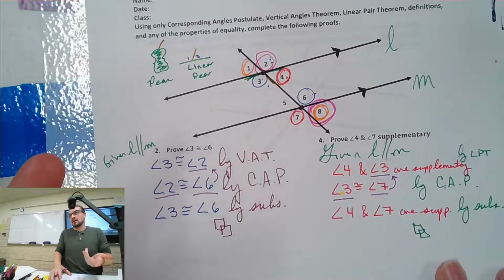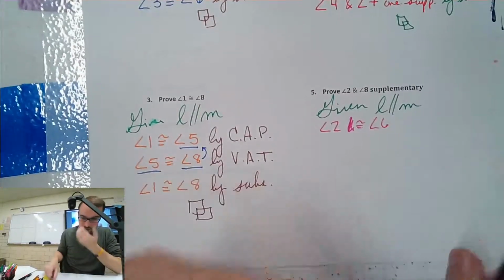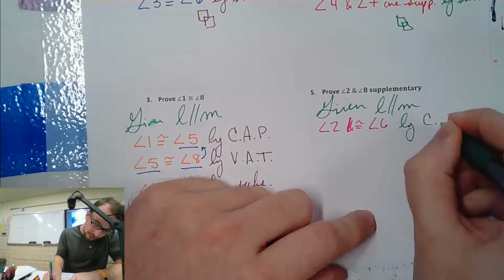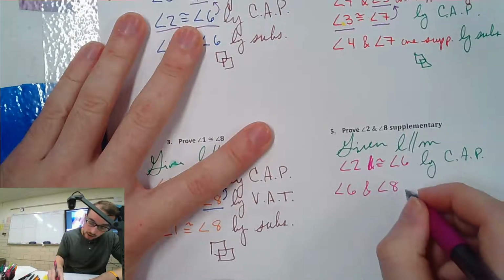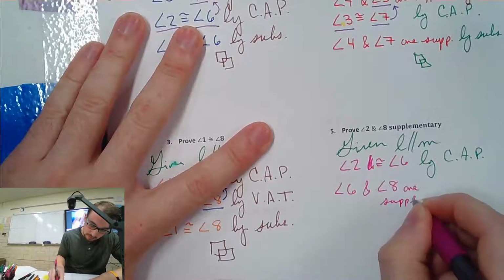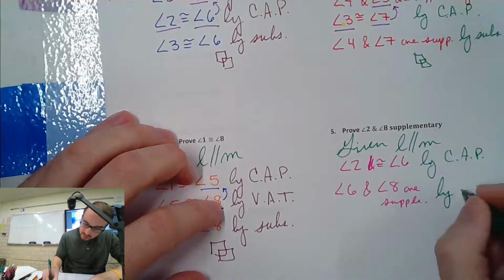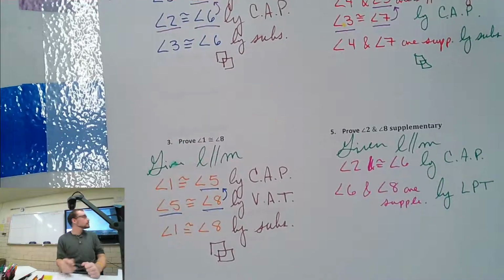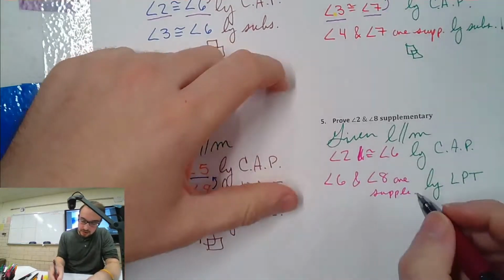I'm going to say 2 and 6 are corresponding, which means they're congruent. So 2 is congruent to 6 by the corresponding angles postulate. I know that 6 and 8 are a linear pair, so I'm going to write that. Angle 6 and angle 8 are not congruent, they're supplementary, by the linear pair theorem. Because that's what a linear pair is. They're supplementary, and now we're going to switch out the 6 for the 8.